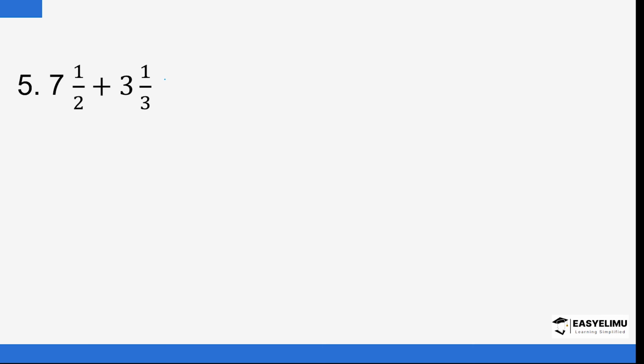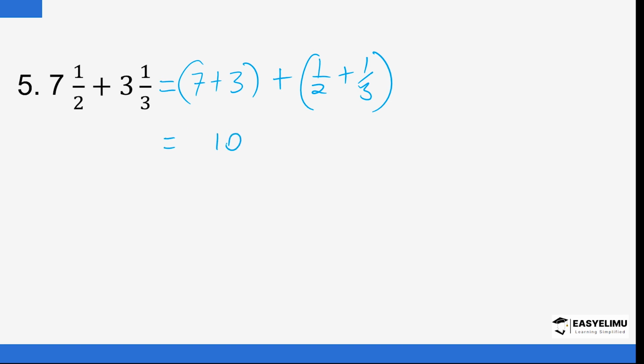Now, this other one here, the first approach is you add the whole number part and then you add the fraction part and then you add the two. So whole number part, I have 7 plus 3 here. And then the fraction part is 1 over 2 plus 1 over 3. So the whole number part reduces to 10.